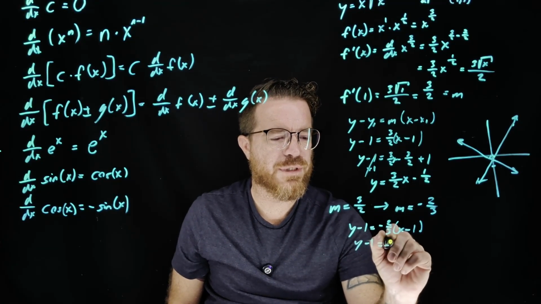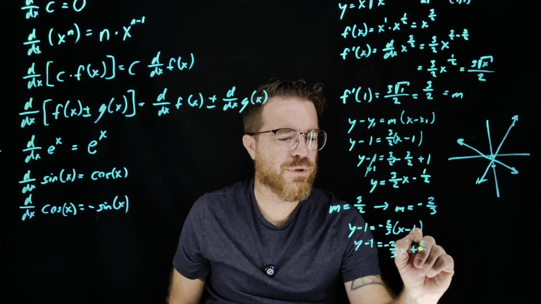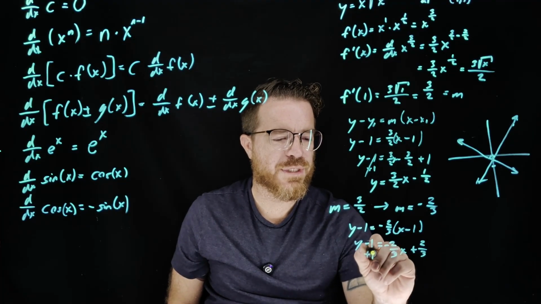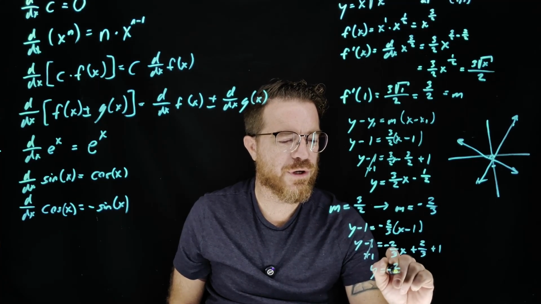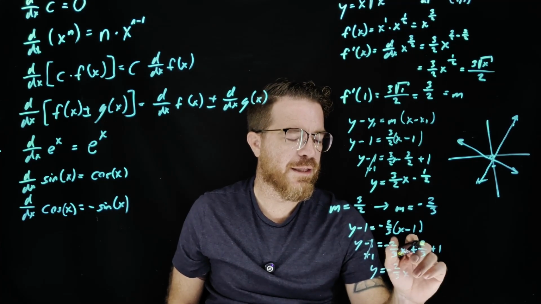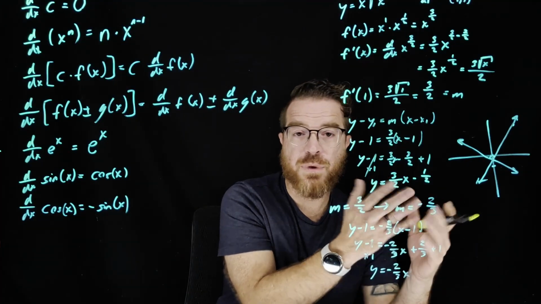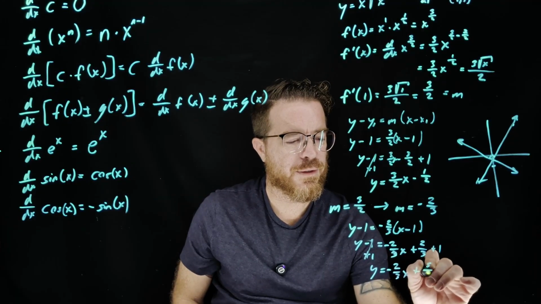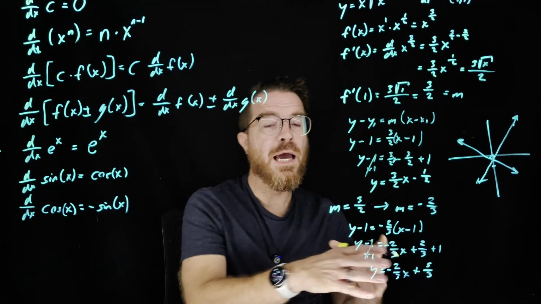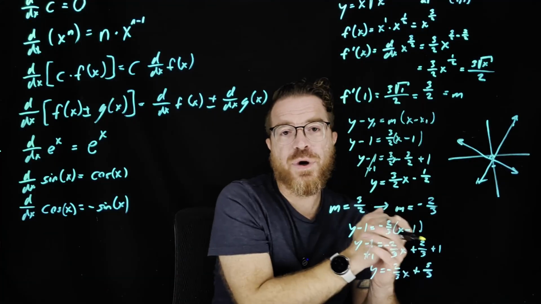y minus 1 equals negative 2/3 x plus 2/3. We're going to add 1 to both sides. We're going to get y equals negative 2/3 x, and then plus 2/3, and then this 1 would be 3 over 3. So plus 3 over 3 would be plus 5/3. And this would be our normal line to our tangent line at the point (1, 1).